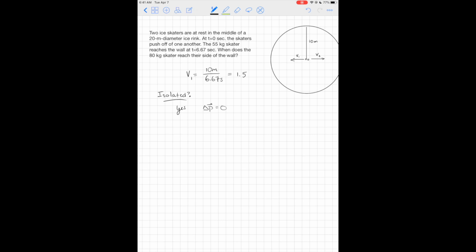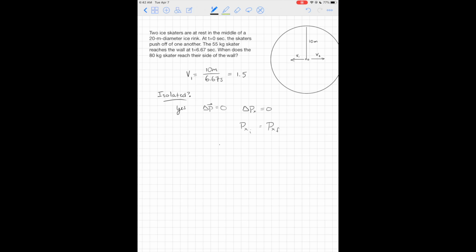And we're only thinking in one dimension here. Even though this is a circle, we're not adding two dimensions into this. We're saying they push off of each other and they move in straight lines. So for that straight line, delta px equals 0, so pxi equals pxf. Now, what momenta do we have to begin with? I don't think we have any momentum. Both skaters are at rest. We're told that in the problem.